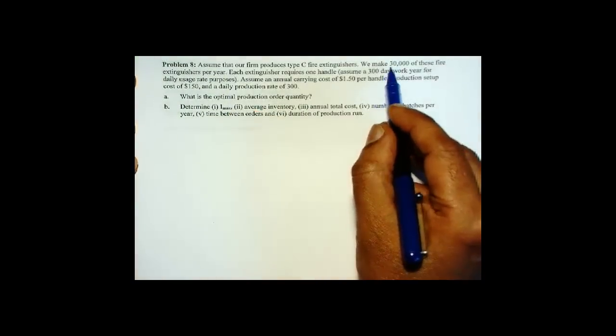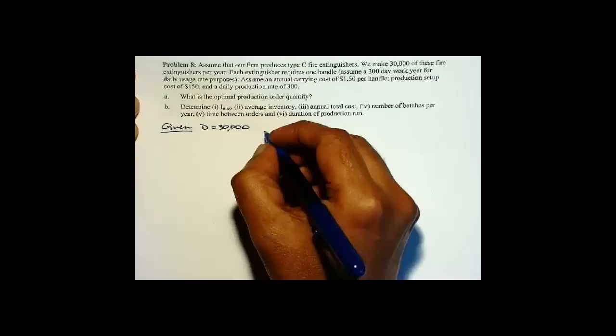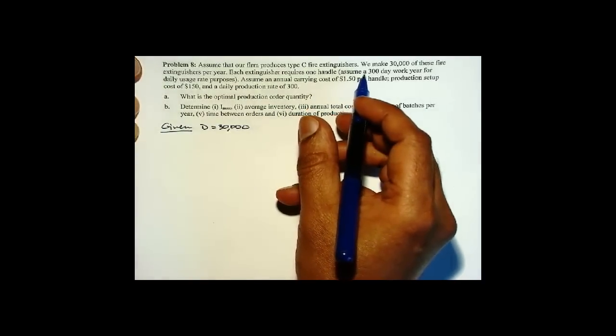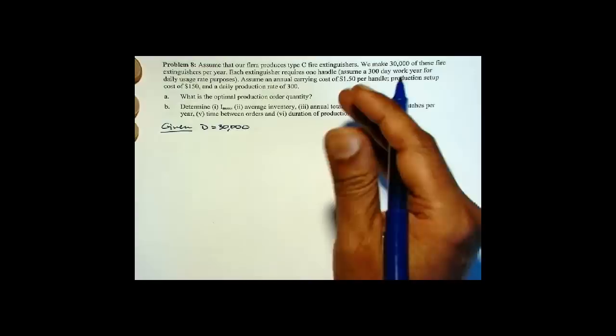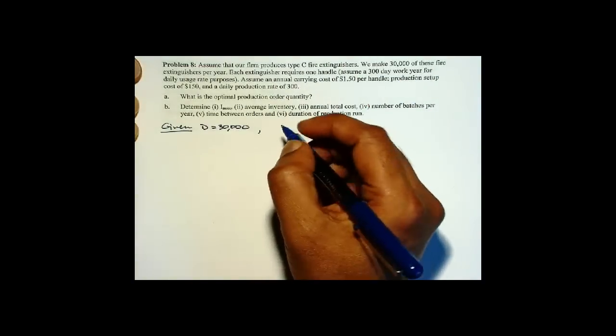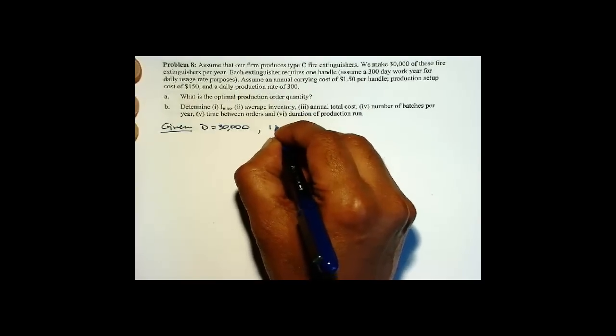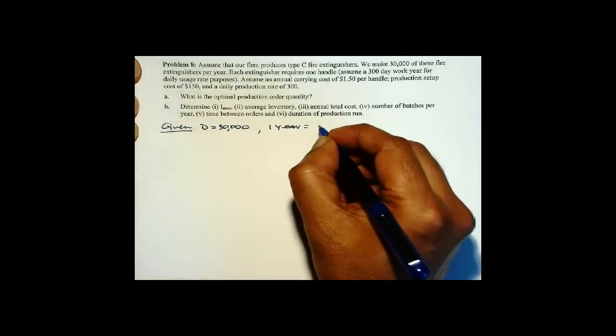Now let's work a POQ problem. So here we have a production situation where we have a demand for 30,000 units. Given demand is 30,000 and we are going to assume a 300-day work year exclusive of holidays and weekends and so on. So 1 year is 300 days.